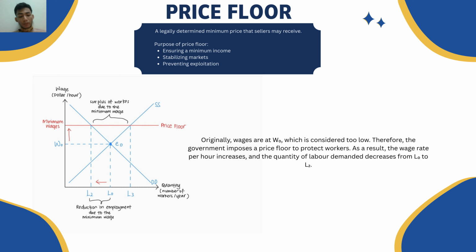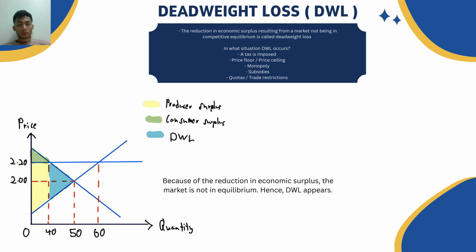The quantity of labor demanded decreases from L0 to L2, while the quantity of labor supplied increases from L2 to L3. This results in a surplus of labor, which means unemployment. Some workers benefit from higher wages, but others lose job opportunities due to lower demand for labor. Next is deadweight loss. Deadweight loss refers to the reduction in total economic surplus when the market is not operating at competitive equilibrium.